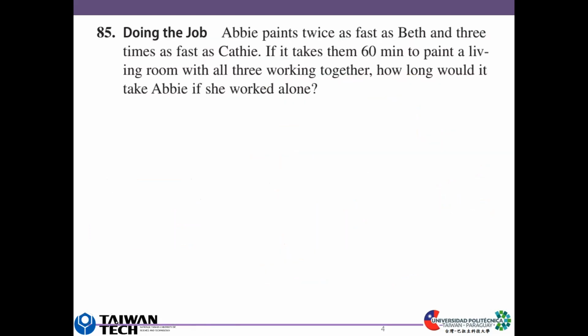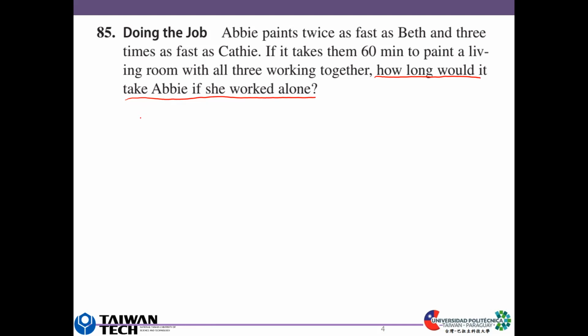Okay, the next problem is to do the job. Abby paints twice as fast as Beth and 3 times as fast as Kathy. If it takes them 60 minutes to paint a living room with all 3 working together, how long would it take Abby if she worked alone? So from the problem statement, it asks us a question. How long will it take Abby if she worked alone?